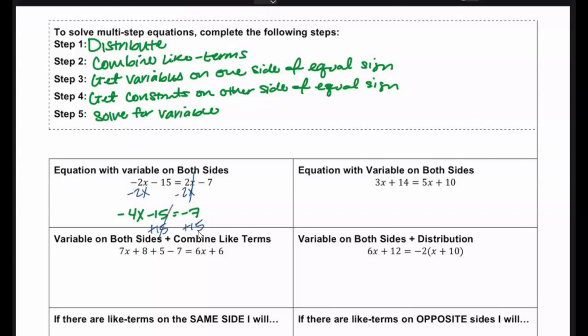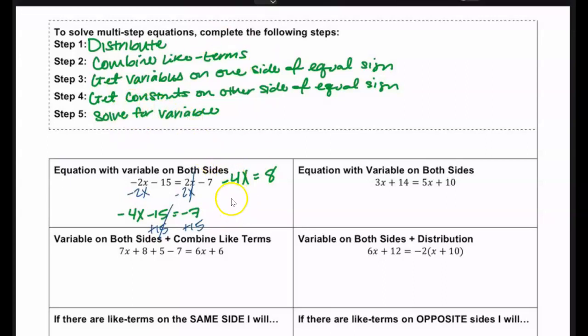So I cancel it out, and I'm left with negative 4x equals negative 7 plus 15, which is the same thing as 15 minus 7, which leaves you with 8. Once again, this might be intuitive. You might know what negative 4 times what number gives you positive 8, but we're just going to follow our steps. So we're on step 5 now, solve for the variable.